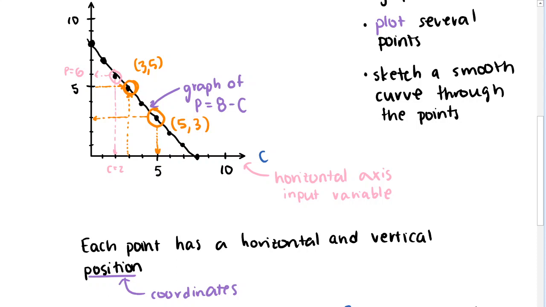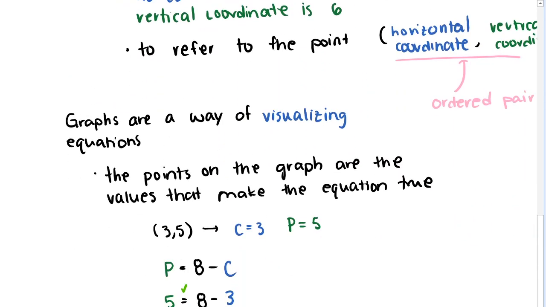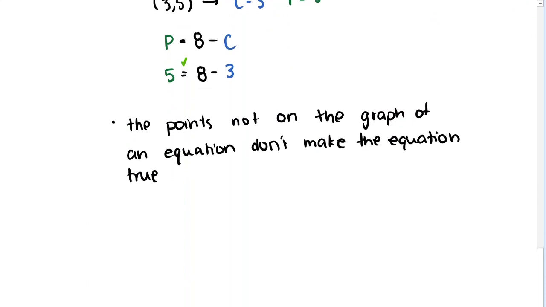Actually, no, this is positioned at 5, 5. I'll put it a little bit higher. This is 5, 6. So if we take this point, not on the graph of our equation, and we try to plug it into our equation, here I'm going to write it down. This is 5, 6 is what we started with, and if we plug it into our equation, p is equal to 8 minus c. In other words, here we're saying that we're letting c be equal to 5, p be equal to 6. And notice that this doesn't make our equation true, right?